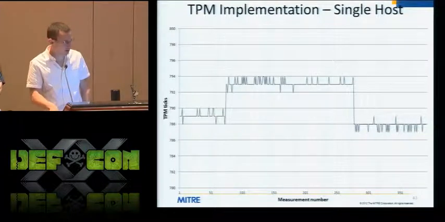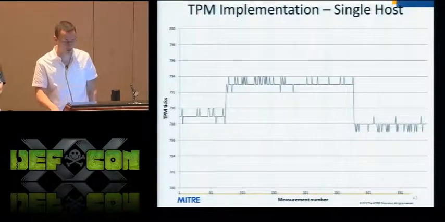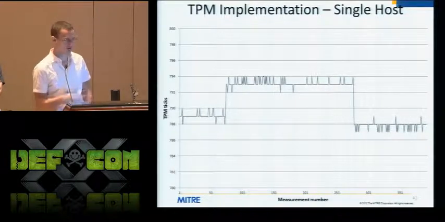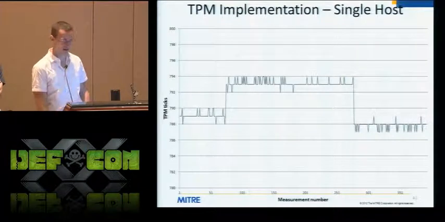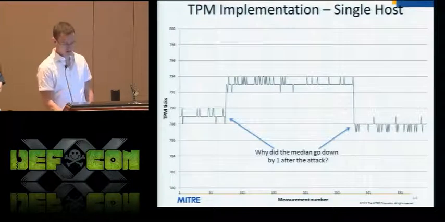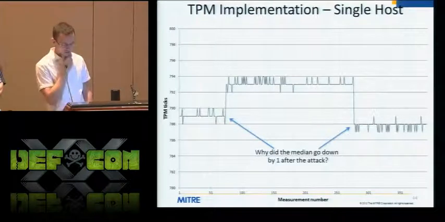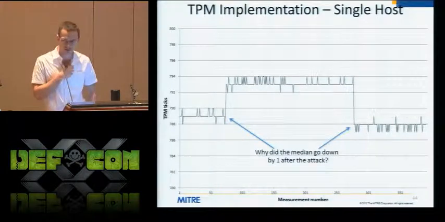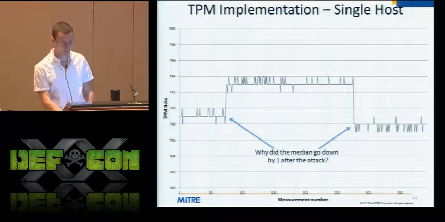All right, so here's that TPM implementation on a single host, and you can see it's much like the diagram I showed you before. The attack is installed in the middle, obviously, and we have a very distinguishable attack installed, attack not installed, so we can detect that. Notice down here on the right, the median goes down after the attack is installed, and we really have no idea why that's happening because there's a lot of mysterious things happening with the TPM that we don't understand.